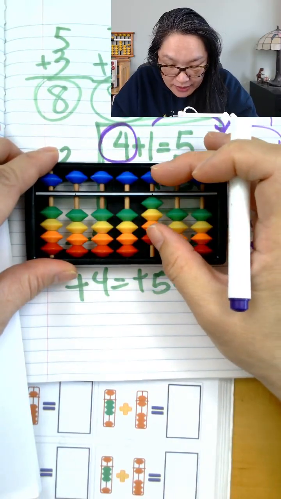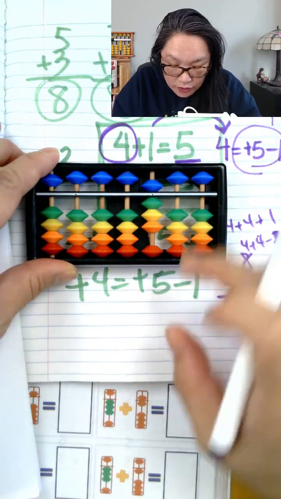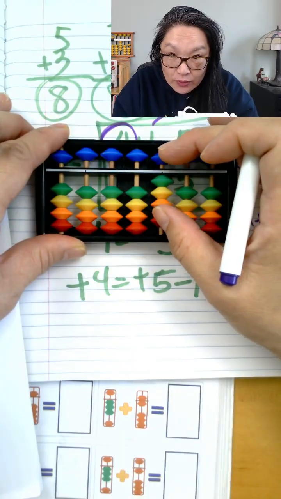The pattern is plus the 5, minus the 1, plus the 4, right? So notice there's a pattern when we want to add the 4 and we want to minus the 4.